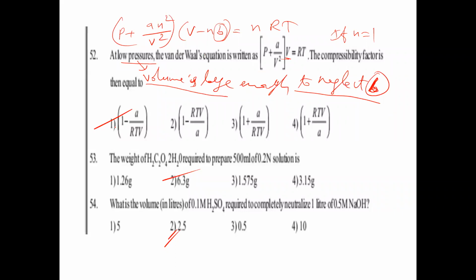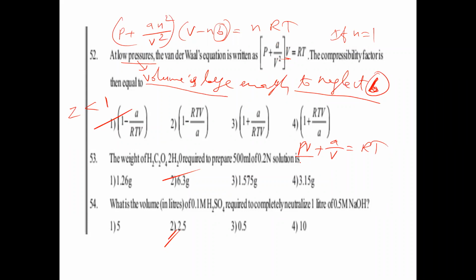So then we get Z value less than 1 at low pressures. Z value less than 1, compressibility factor less than 1, means it is negative deviation. Is that clear? So you take P into V, PV, plus A into V by V square, AV by V square. AV by V square means A by V will come here. V gets cancelled, A by V will be there, is equal to RT.